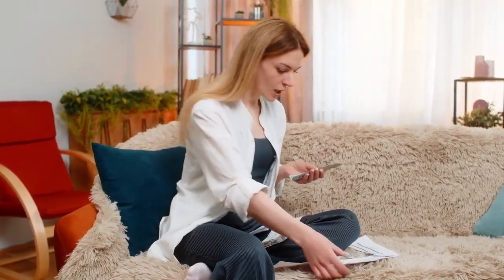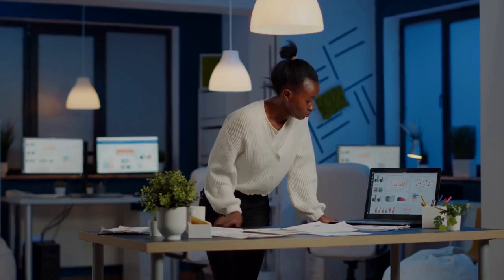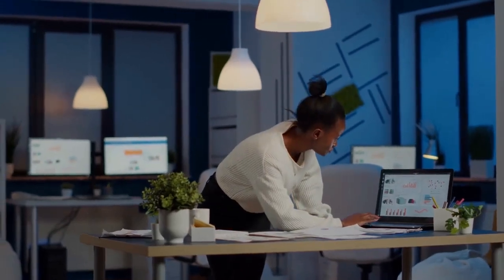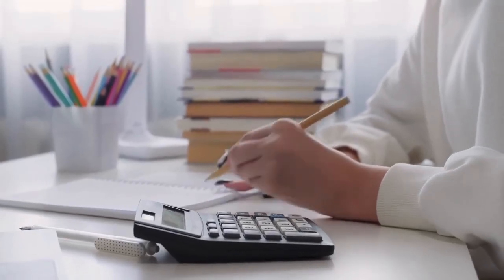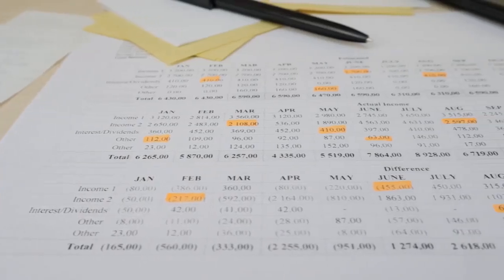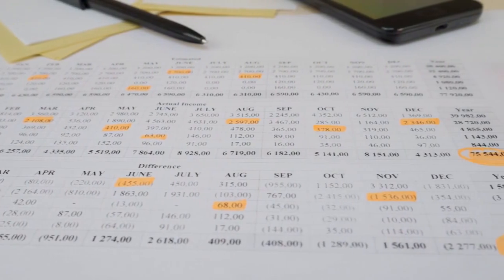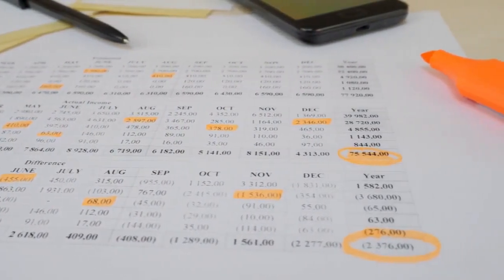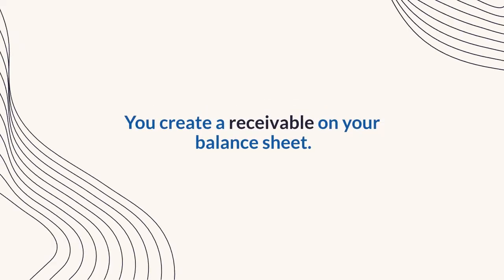those very costs. The second method is to record it as other income. In this case, the journal entry would be a debit to ERC receivable and a credit to an other income account, which you might label ERC grant income or something similar. This method increases your net income but doesn't distort your gross profit or operating expenses, which some businesses prefer for clarity. Whichever method you choose, the debit side is the same, you create a receivable on your balance sheet.